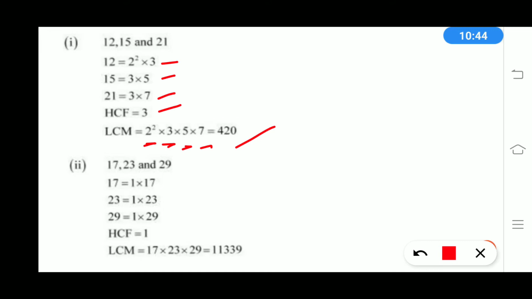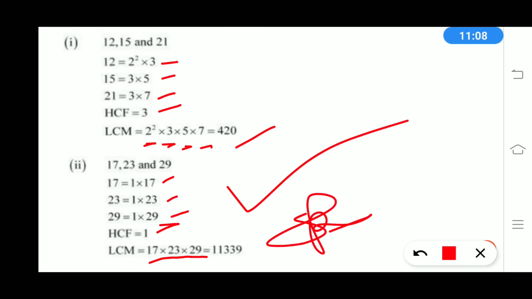17 equals 1 into 17. Okay. 23 equals 23 into 1 and 29 equals 1 into 29. So the common prime factor is only 1. So HCF is 1 and LCM is 17 into 23 into 29, that's 11,339.